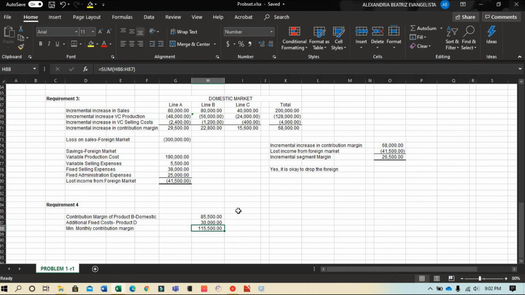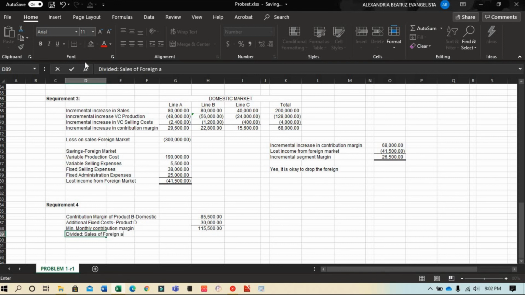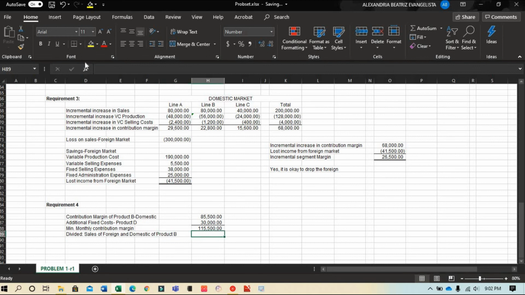But if you also want to know how much is its contribution ratio, all we have to do is to divide by the sales of both foreign and domestic of product B, and that is 400,000.